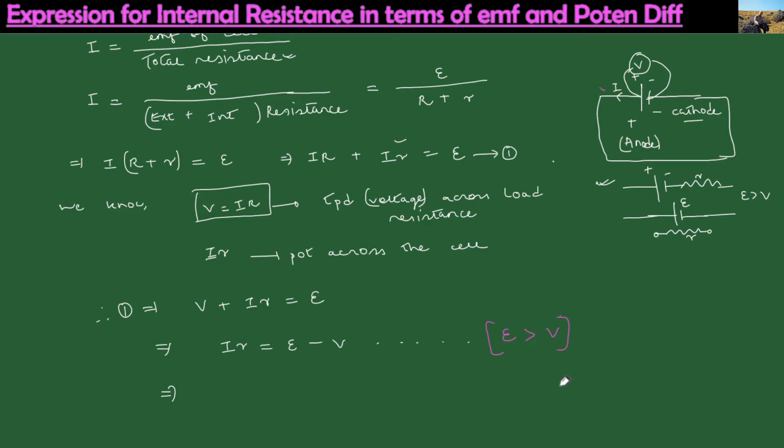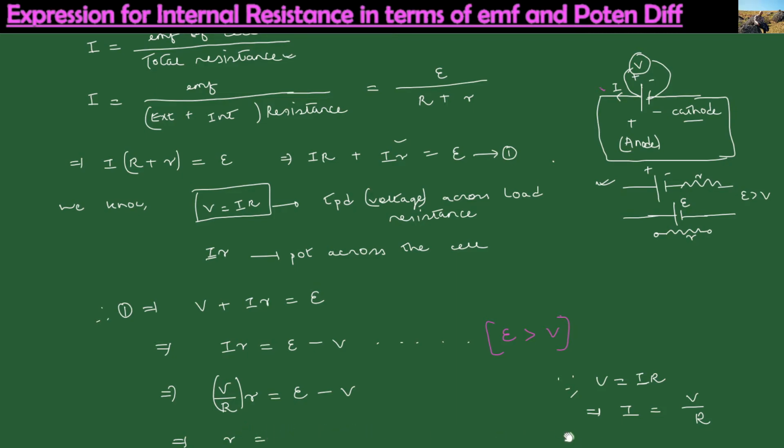We also know that since V equal to I capital R, the potential drop across that load resistance, we can write I equal to V divided by R. So replacing this I by V divided by R, we can find out what is small r. This is I, this is your EMF, and this is the terminal potential difference.